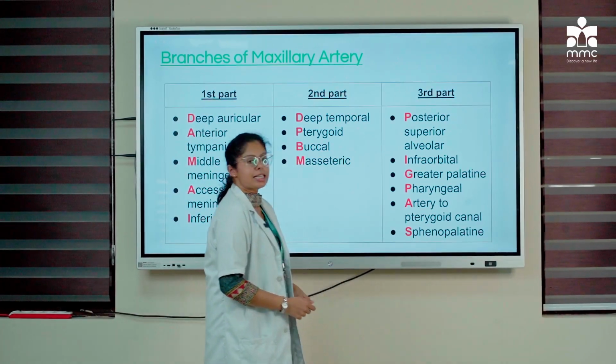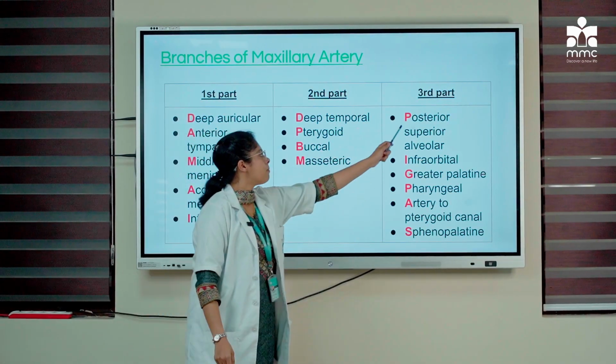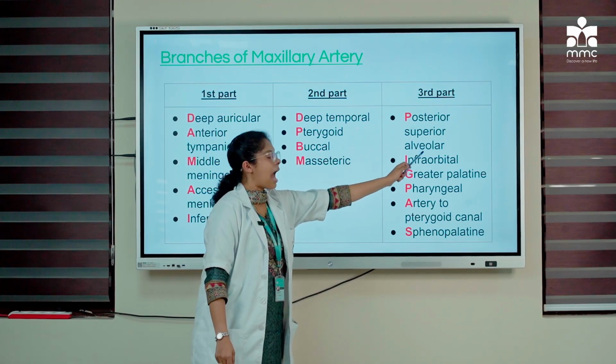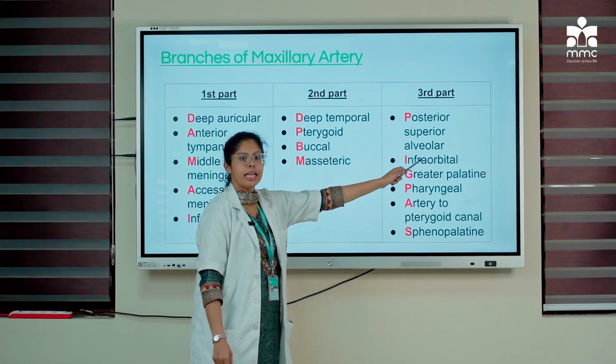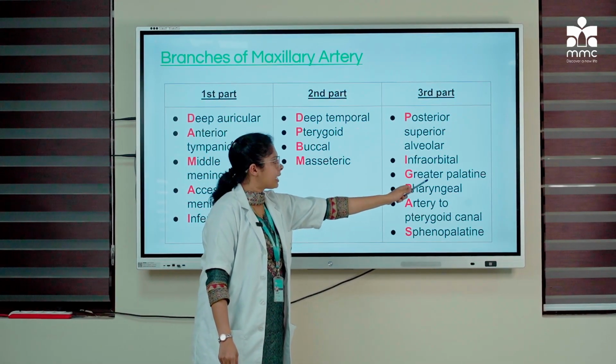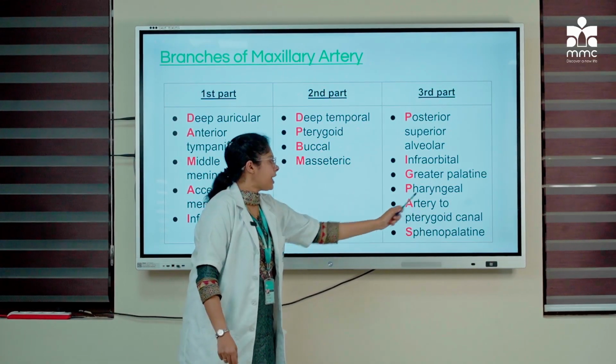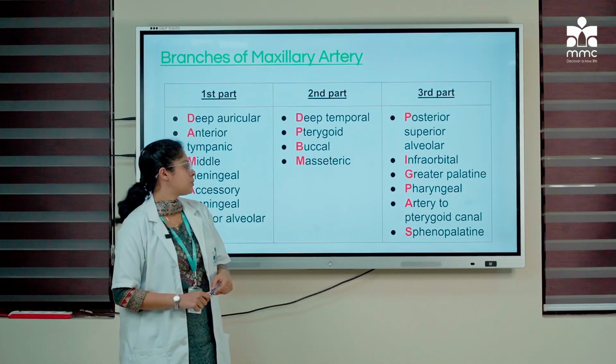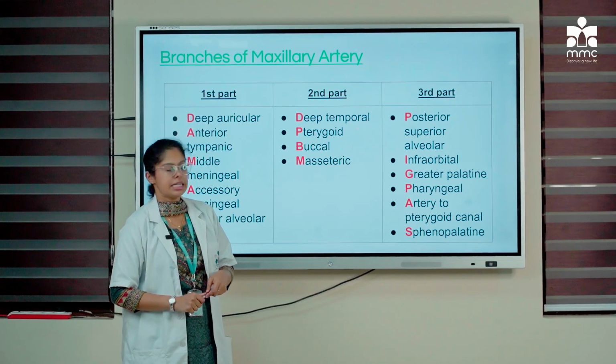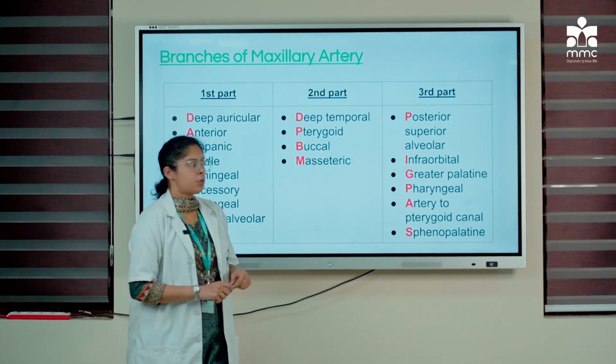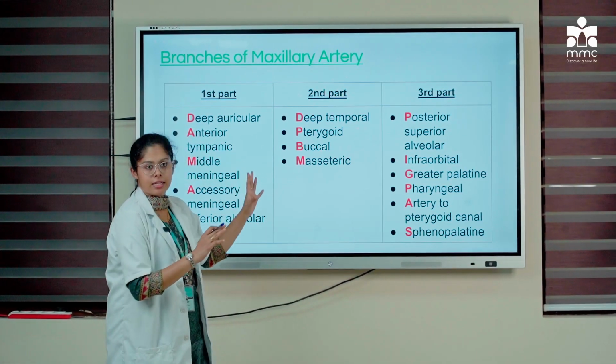Third part, 6 branches are there, which include posterior superior alveolar artery, secondly infraorbital artery, greater palatine artery, pharyngeal artery, artery to the pterygoid canal and finally sphenopalatine. Now, don't get worried seeing all these branches all together.